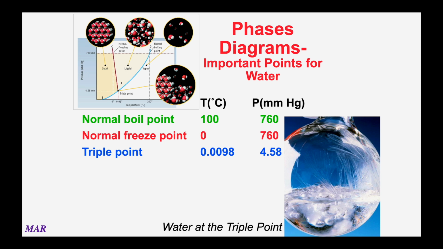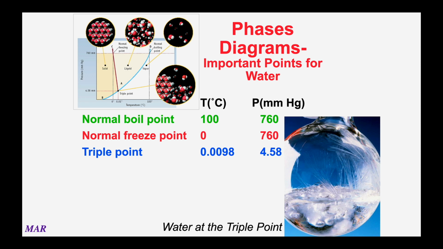These show the normal boiling points, the normal freezing points, and the triple point for water. Now, the normal boiling point is where the water boils under 1 atmosphere of pressure, 760 millimeters of mercury. And obviously, that's 100 degrees Celsius. In Fahrenheit, it would be 212, but don't say that around me. I hate that. Anyway, long story short. Freezing point, 0 degrees Celsius, 32 Fahrenheit, at 760 millimeters of mercury.